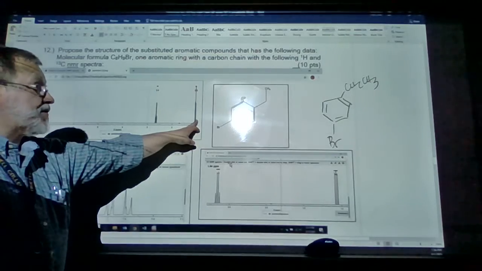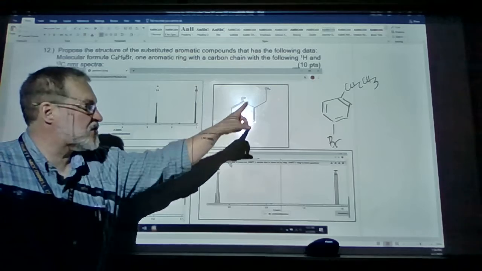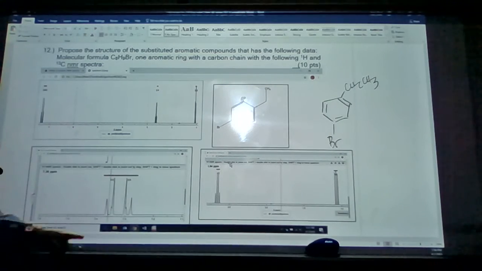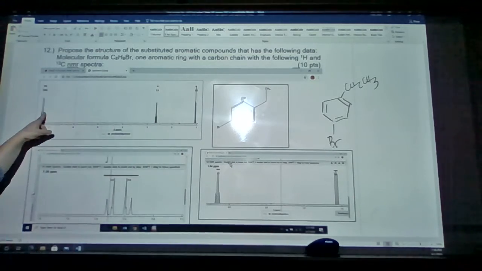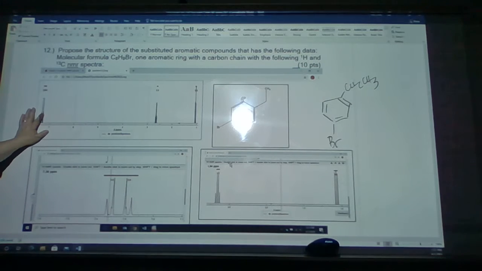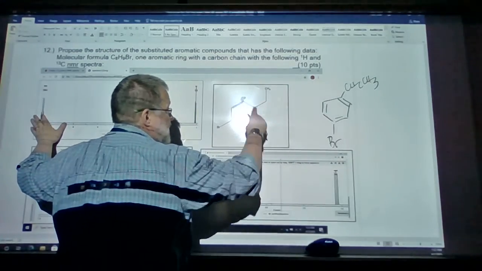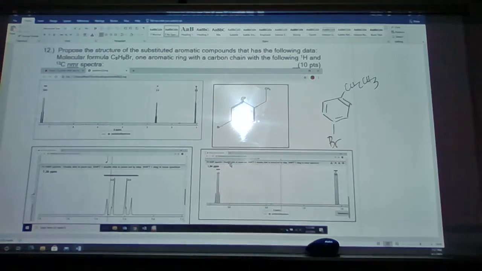CH3 split into a triplet, CH2 into a quartet. So the triplet quartet pattern, CH3, CH2. We don't have any other hydrogens. So there's 2 and 3, and then there's 4. 2 and 3 is 5, and 4 is 9. We've accounted for 9 hydrogens: 1, 2, 3, 4, 5, 6, 7, 8, 9. Does it account for the splitting pattern? Yeah, it does.